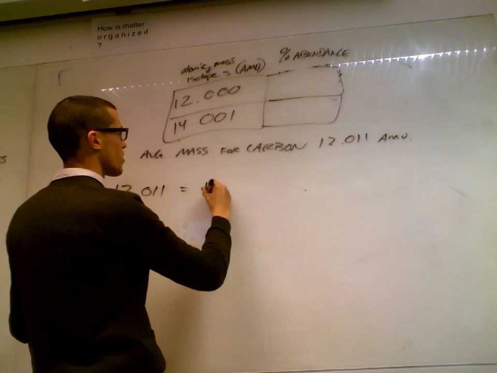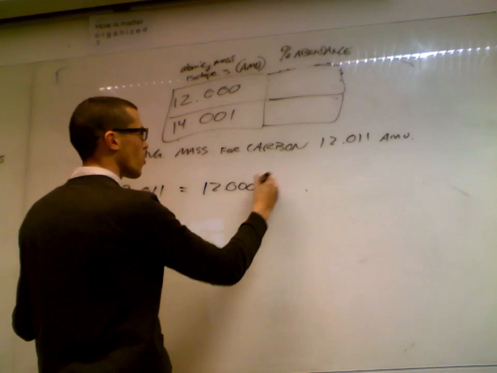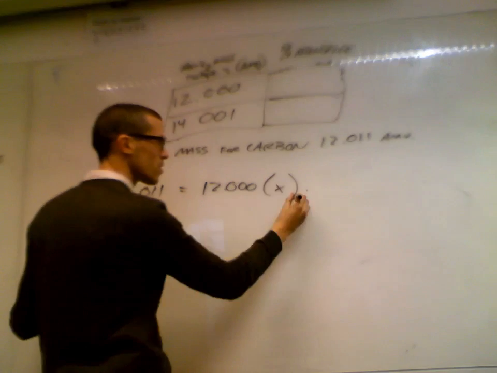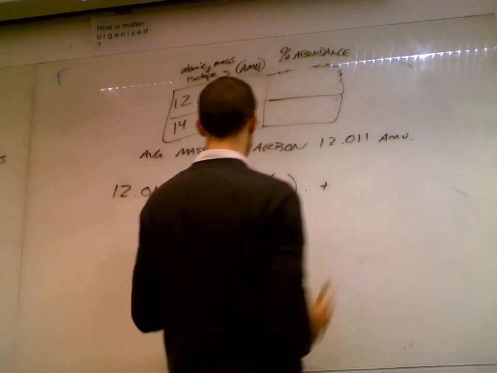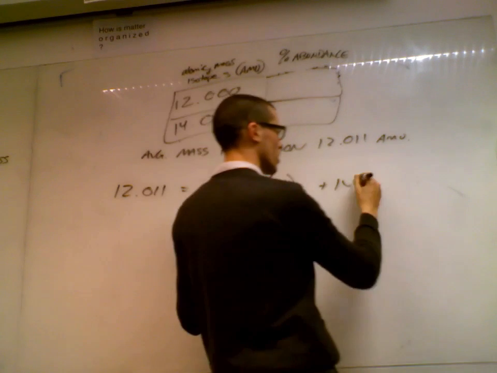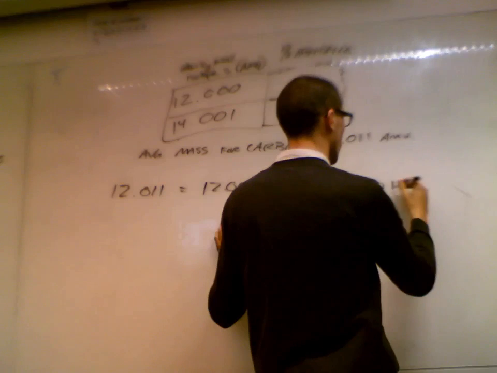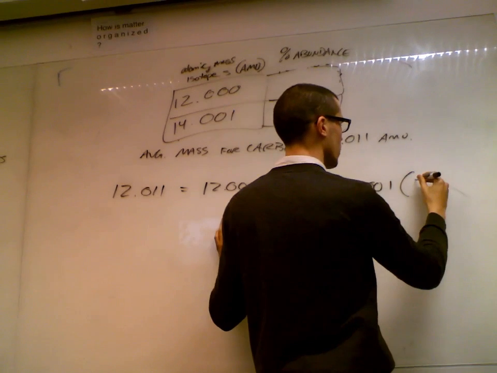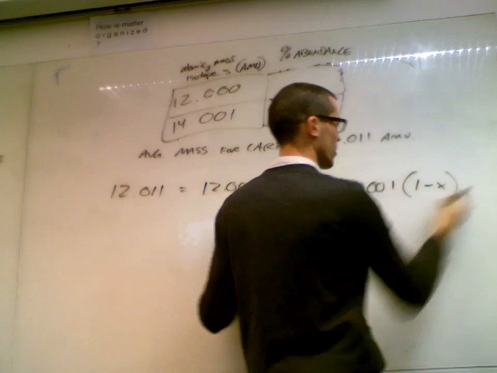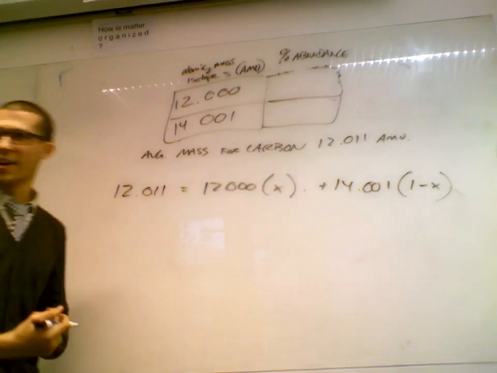So let's do this. 12.000 times X, plus 14.001 times 1 minus X. Right? 1 minus X. That's what you meant.